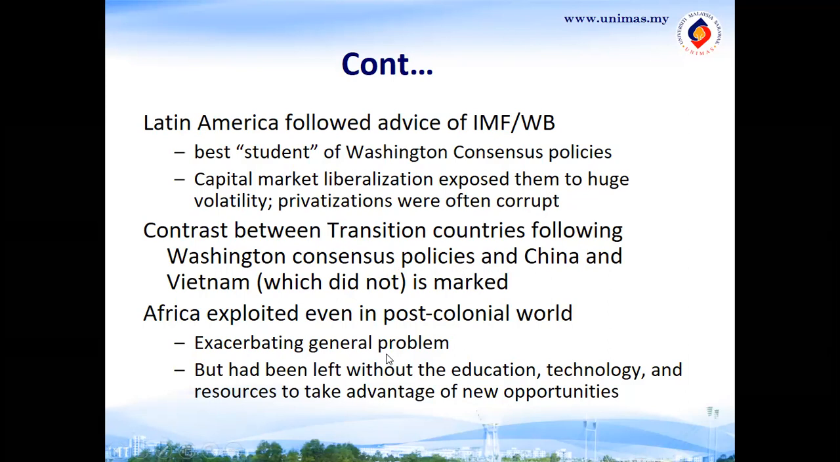Yeah? So in Africa, another example, they were exploited by the West, or by the developed countries also. So they have the general problem becoming worse, and so they have been left without education, without technology, and also the resources to take advantage of new opportunities. Jadi they are lagging behind lah, yeah. The African countries just do not have the resources in particular. Although the will of the people, memang mereka mau, tetapi keadaan tidak mengizinkan, ya, mereka.